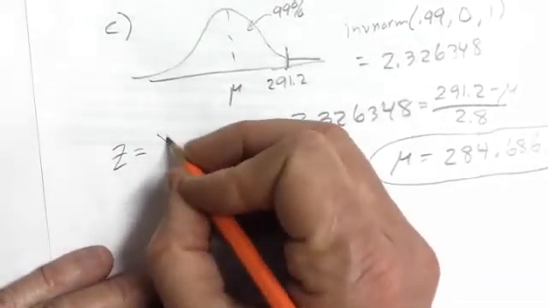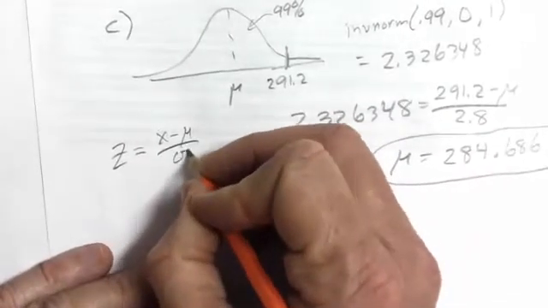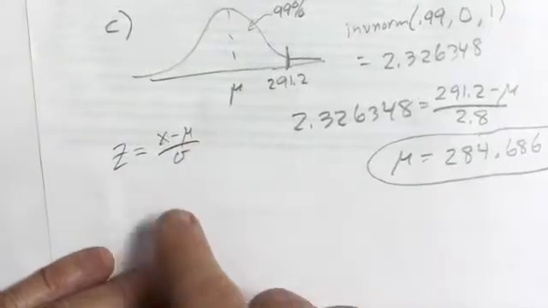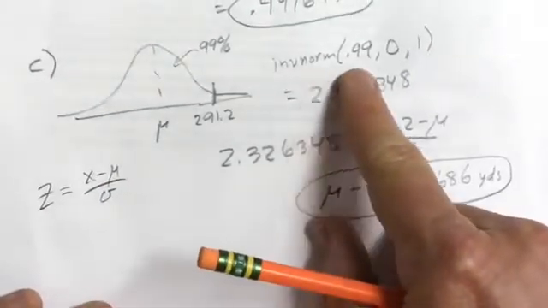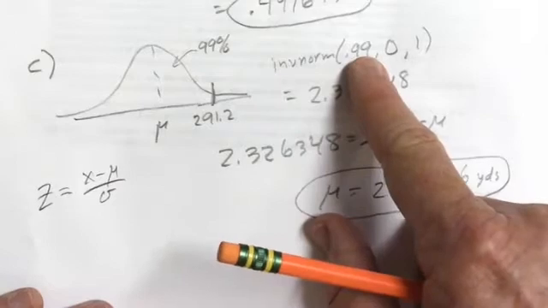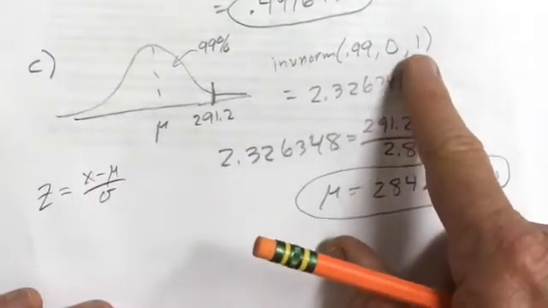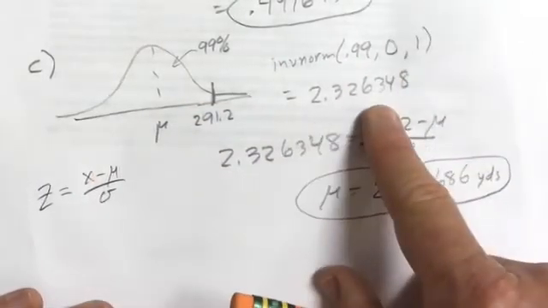Z is equal to x minus mu over sigma, like that. And so we'll use that formula. We just need the z-score. Well, the way you find the z-score is by doing inverse norm of your percentile with a mean of 0, standard deviation of 1 to get that, okay?